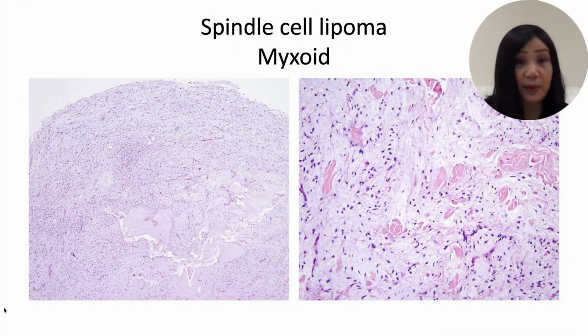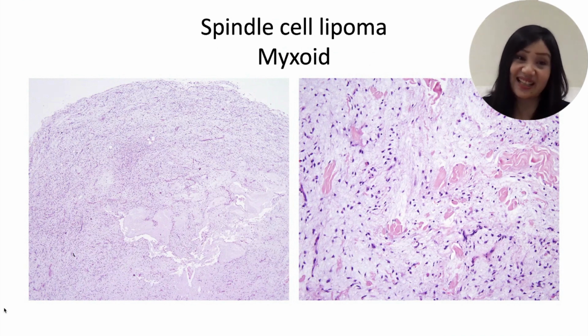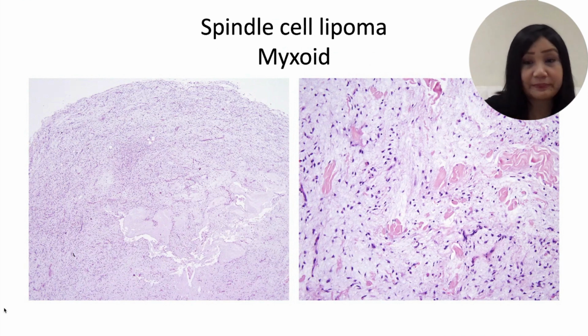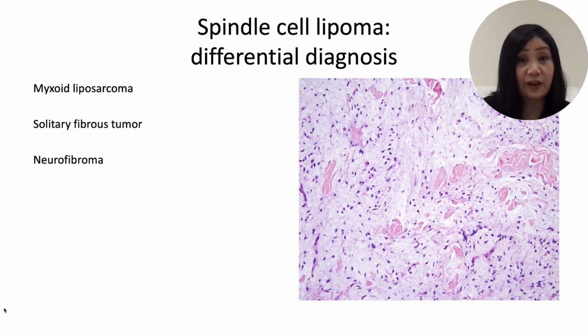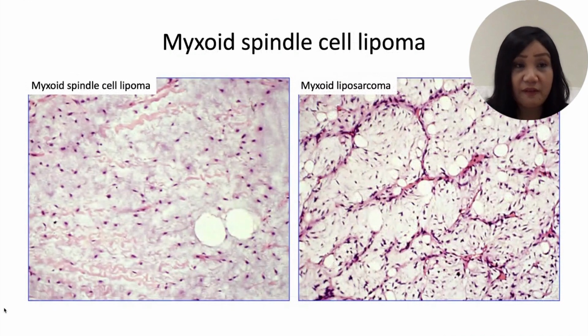Spindle cell lipoma can sometimes be very myxoid in appearance, and this can be really confusing, again, when there is a limited adipocytic component, and this can look like myxoid liposarcoma or myxoid DFSP. So the differential diagnosis includes myxoid liposarcoma, solitary fibrous tumour, and neurofibroma, amongst other entities. So we have an example of myxoid spindle cell lipoma on the left and myxoid liposarcoma on the right.